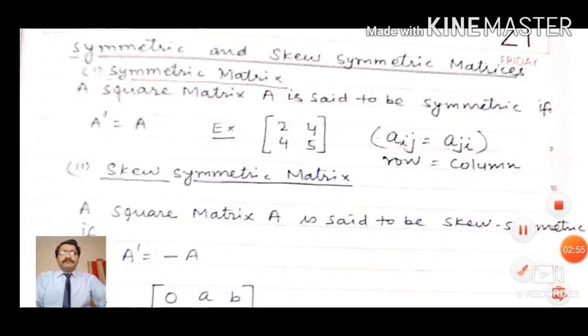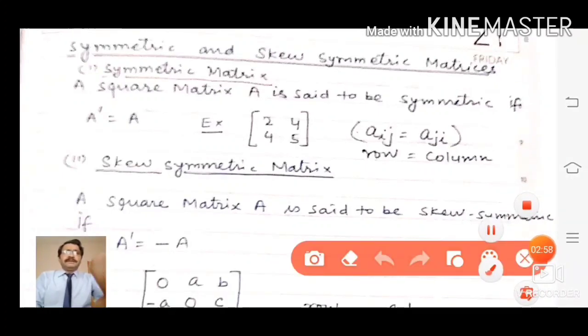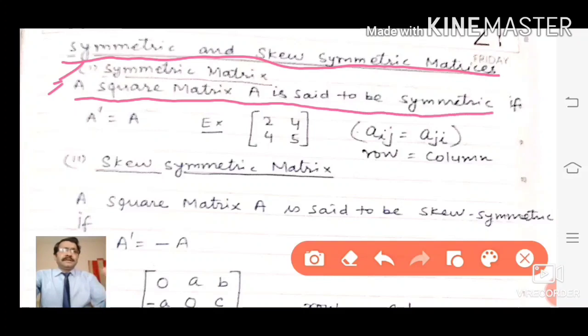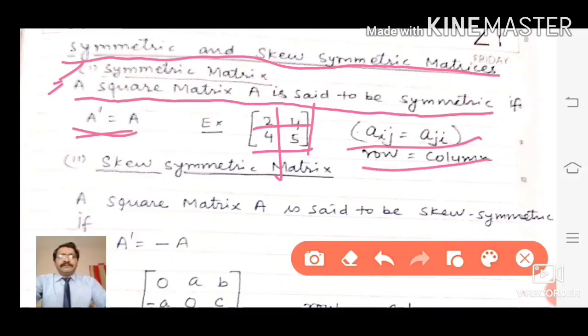Now we will do the symmetric and skew symmetric matrices. First is symmetric matrices. What is a symmetric matrix, that we will do first. A square matrix A is said to be symmetric if A transpose equals A. If the transpose of A is itself, then it is called a symmetric matrix. So look here, we will do one example. The first row is 2 4, the second row is 4 5. The first column is also 2 4 and the second column is 4 5. It means the rows and columns are the same. So it is called symmetric.